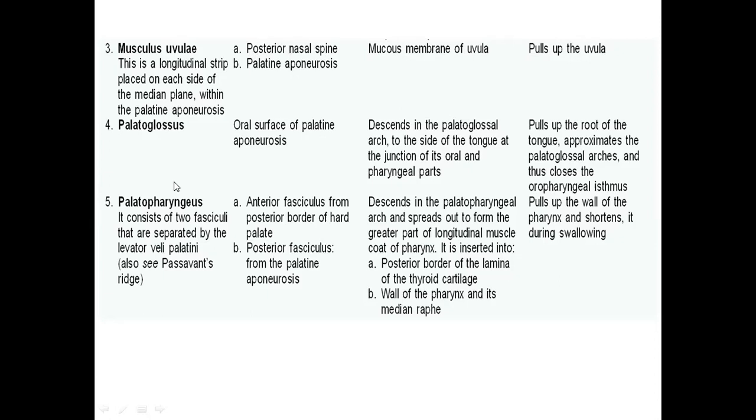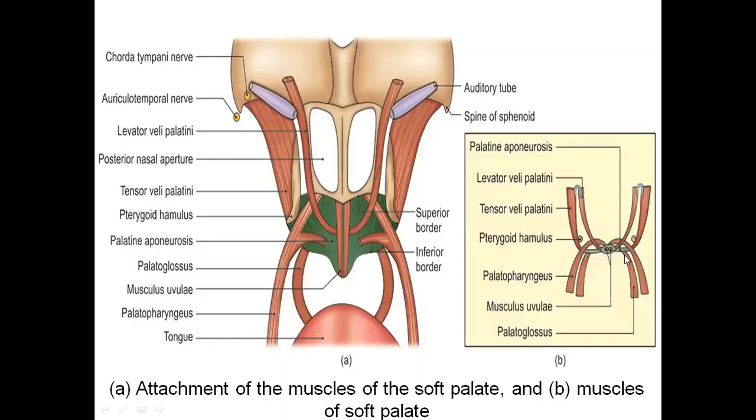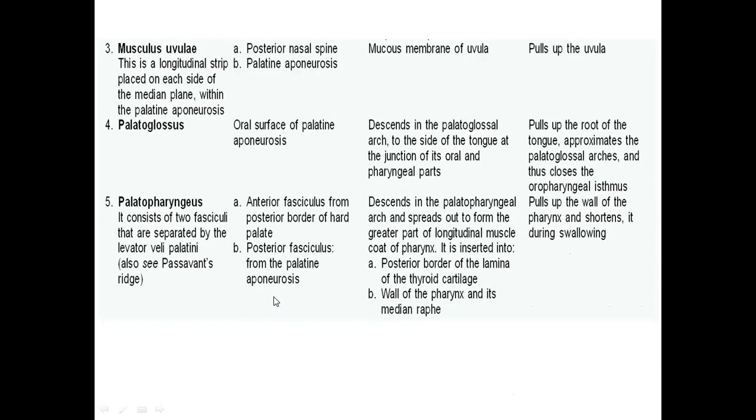Then with the tonsil, actually we have two arches. Anteriorly we have the palatoglossal arch, posteriorly we have the palatopharyngeal arch. In the palatoglossal arch we have the palatoglossus muscle. In the palatopharyngeal arch we have the palatopharyngeus muscle. You can see anteriorly palatoglossus, posteriorly palatopharyngeus. The one associated with the tongue is palatoglossus, the one associated with the pharynx is palatopharyngeus. In between them, you will see the palatine tonsil.